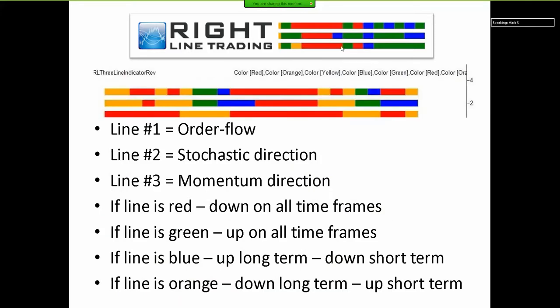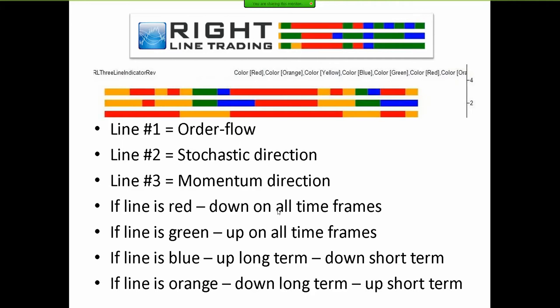Now, in terms of indicator analysis, we believe that there are 3 things that are important. Order flow and momentum are the key indicators, besides moving averages, which are indicators, in order to take a trade. Now, stochastic is our middle line of our 3-line indicator. This is really the workhorse of our indicators. And line number 1 is order flow, line number 2 is stochastic, and line number 3 is momentum.